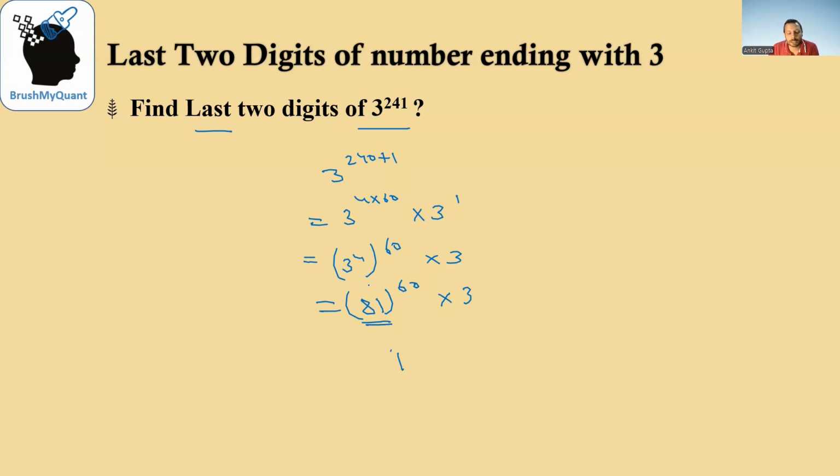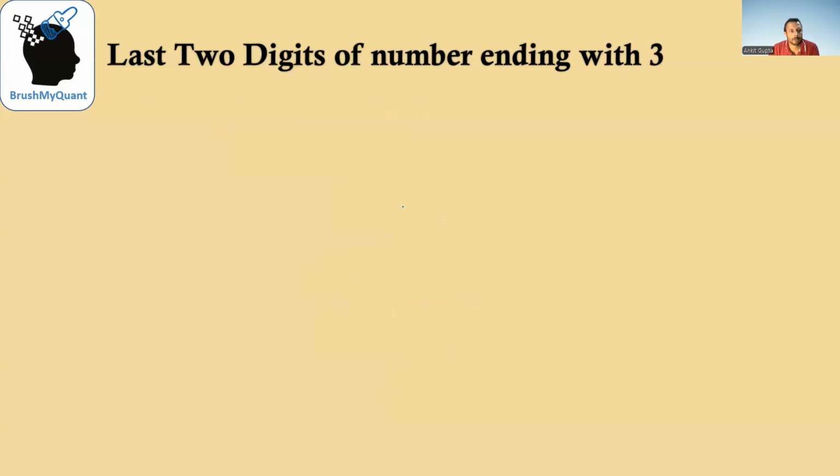And the tens digit will be equal to the product of the tens digit of the base, which is 8, multiplied by the units digit of the exponent, which is 0. So 8 multiplied by 0 will be 0 itself. That means the last two digits of this number will be 01 multiplied by 3, which is equal to 03. Let's try another problem.